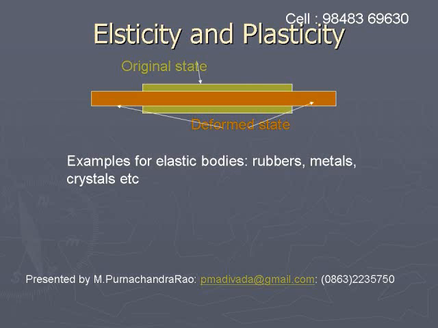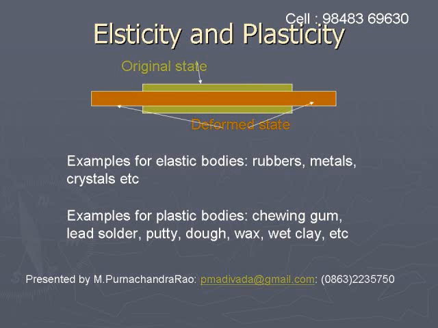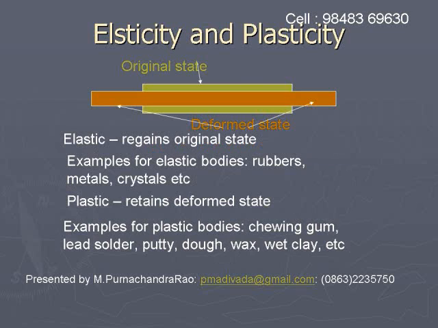Examples of elastic bodies: rubber, metals, crystals, etc. Examples for plastic bodies: chewing gum, lead solder, putty, dough, wax, wet clay, etc.